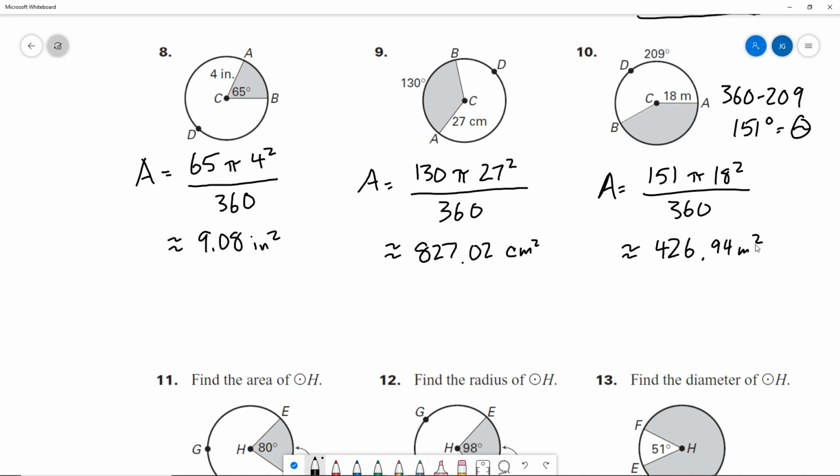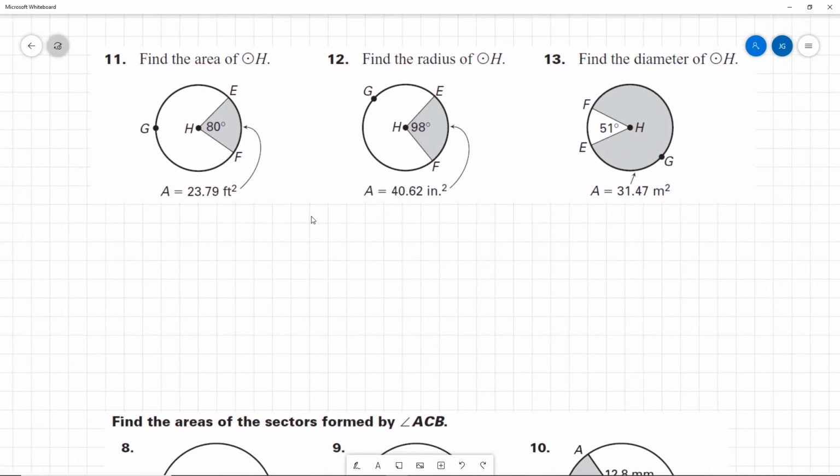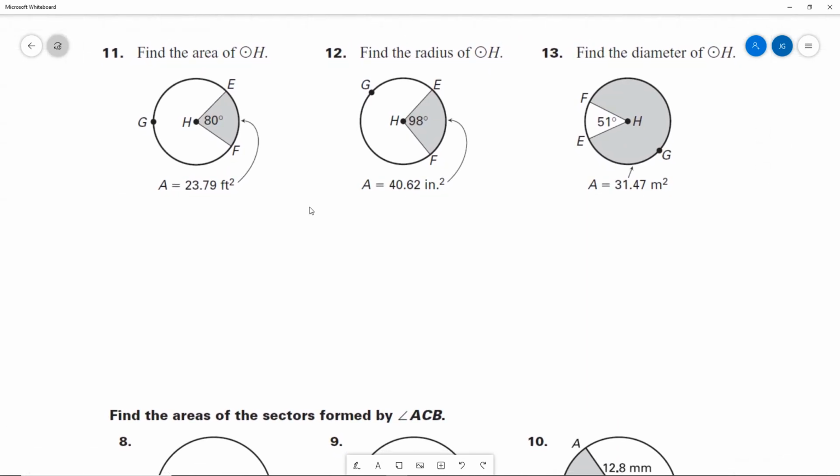Okay. So again, these problems, it's that same formula. The math is a little bit trickier once we plug it into a calculator, but really figuring it all out, as long as we know how to use the calculator, should not be very difficult. All right, start up the video again when you have done 11 through 13.